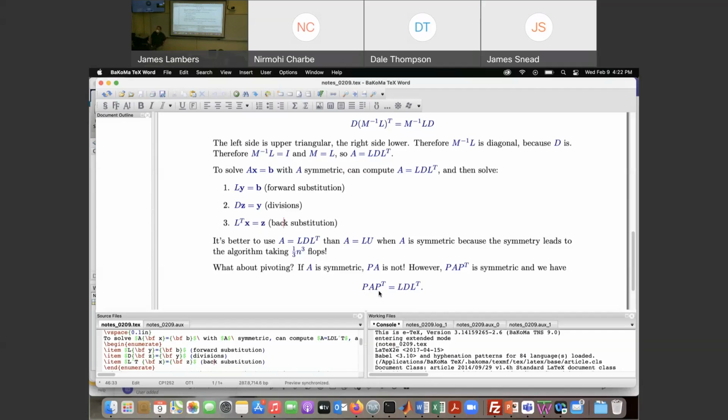So if you're in a situation where you might divide by 0 or have a really large multiplier, you go ahead and swap rows and columns and continue trying to compute the LDLT factorization, and then still have the same savings.